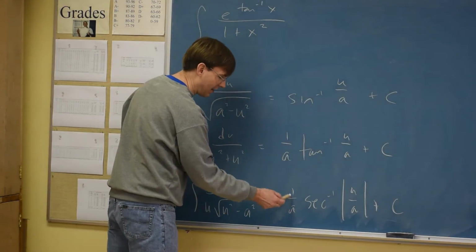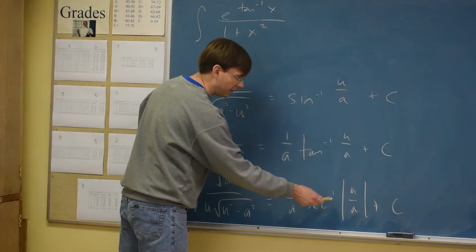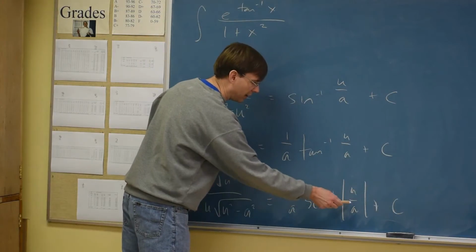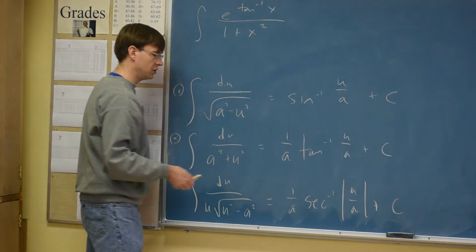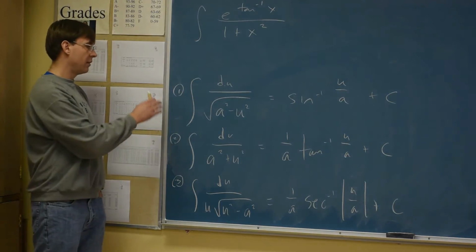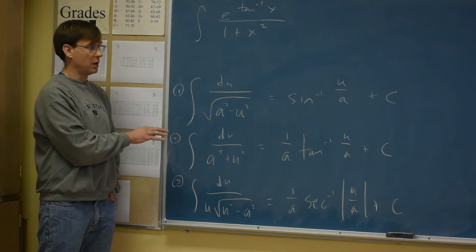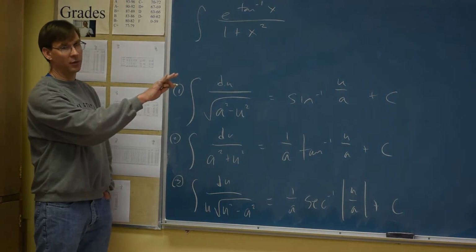That has, like tan, the 1 over a item in front, and it also has bars around it. All of these fractions are always u over a. Those three things want to be on your card. We're going to use those constantly when we step to the right.